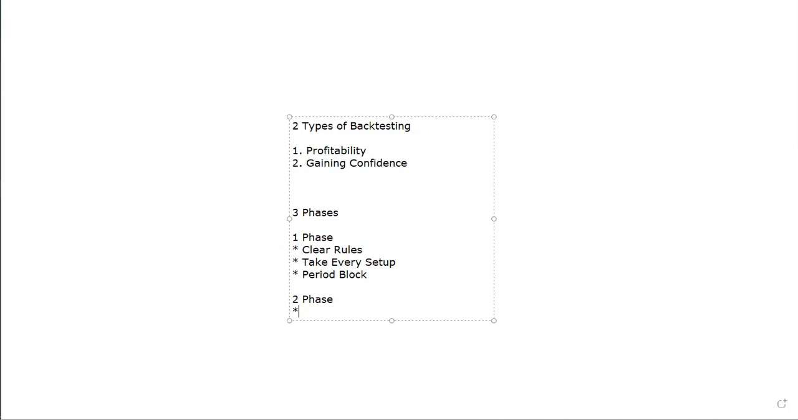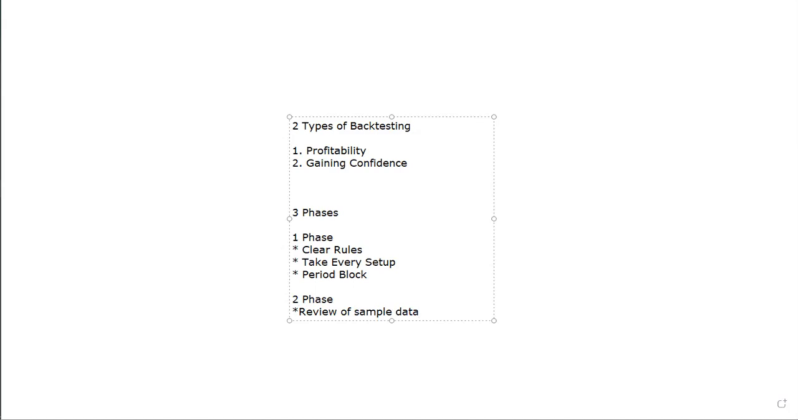Once you've done that, what you now need to do is go back and do a review. So phase two is a review of what you have done, with the trades that you have taken based on what you've done in phase one, right? So it will be a review of sample data. That is what you would be looking at.